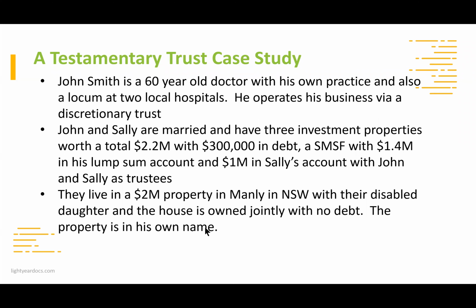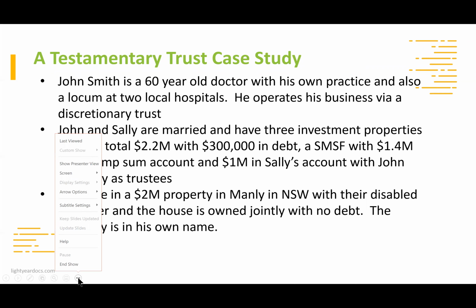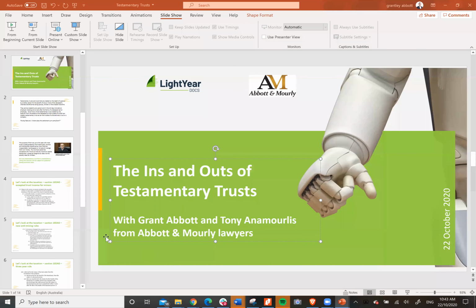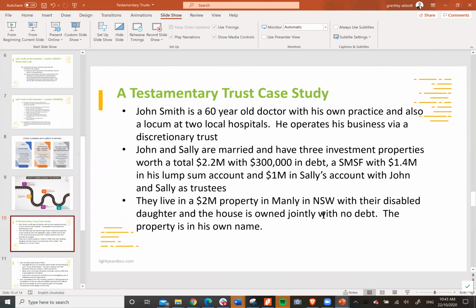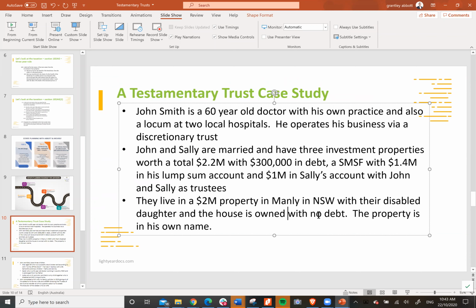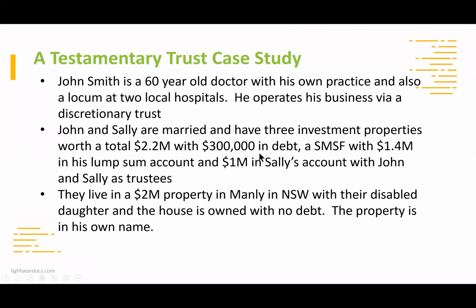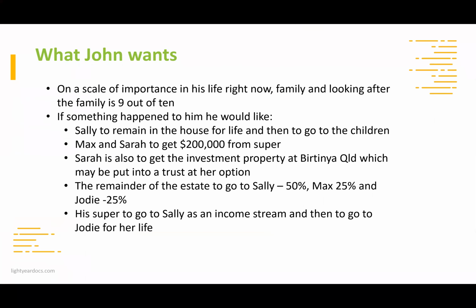So I just want to show you what a life tenancy is. So let me just bounce that out of there because I want to give you these slides as well, which is pretty important. So let me just go there. The house is owned with no debt. The property is in his own name. So I just want to show you what a life tenancy looks like, if that makes sense. So let's go back and have a look. So he's got his 3 properties. The next slide is the children.